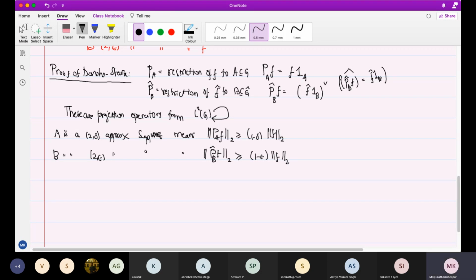Because what we said is about f hat: f hat times the indicator of B has at least 1 minus epsilon times the L2 norm of f hat. Now use Plancherel on both sides. Take the Fourier transform and use Plancherel, so you can write that P_B hat f has at least 1 minus epsilon times the norm of f. So what comes out of this is if you look at P_B hat, compose the two.